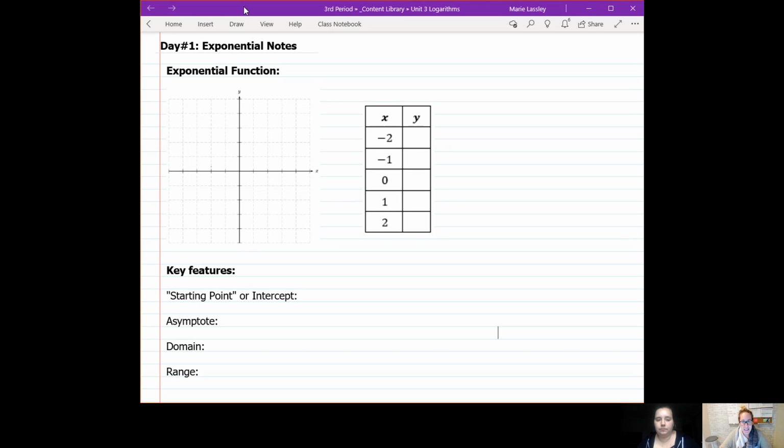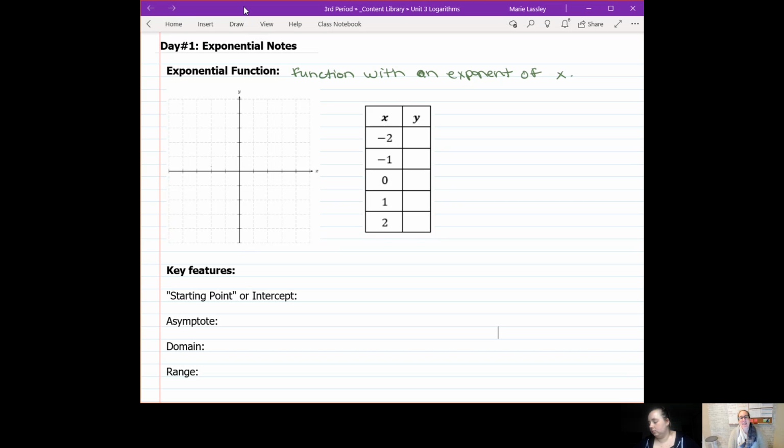All right, so first off, exponential functions. These are functions that have x as the exponent. So exponential functions are functions with an exponent of x. That makes them an exponential function.